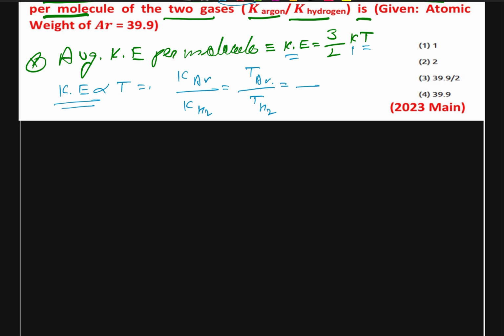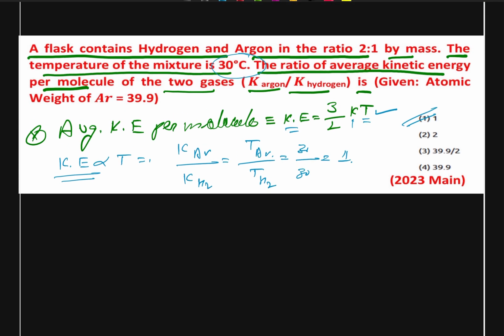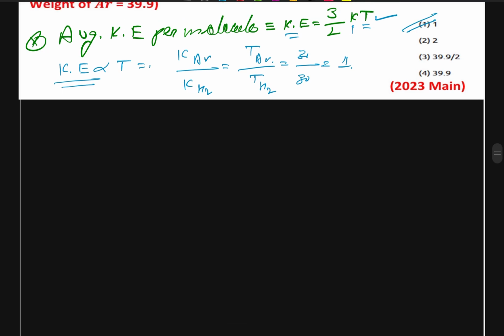So this will be 30 upon 30, and even if you take the absolute temperature, the ratio is not going to change much. Okay, so this will be coming as 1. So option 1 is correct. Or we can directly interpret the result also. Kinetic energy is only dependent upon the temperature, and the ratio is given by mass as 2:1. So there is no mass in the formula for our average kinetic energy. So you can say option 1 is correct.